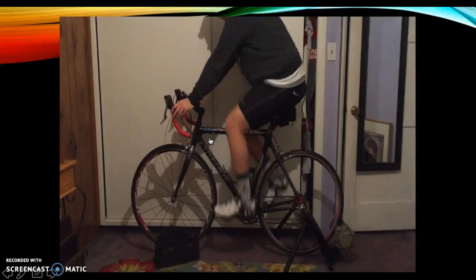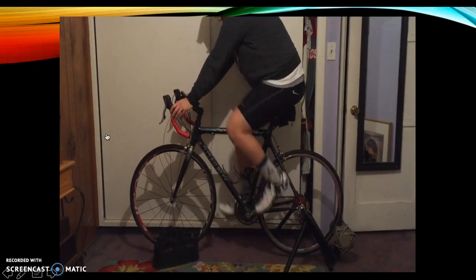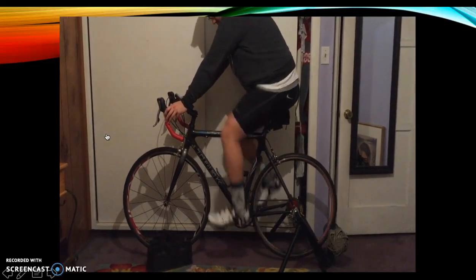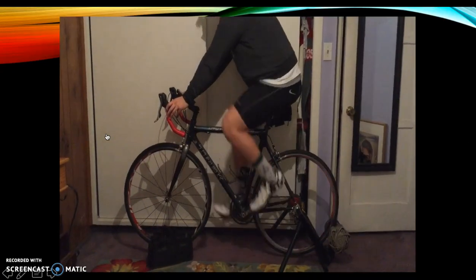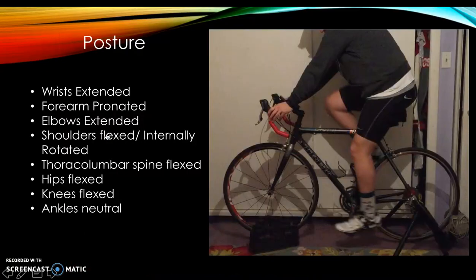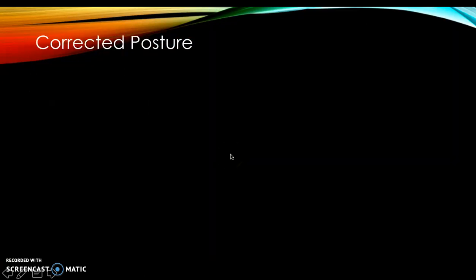So we can look at the motion here, but if we go to a still, we can break this motion down a little bit more clearly. So the posture that this rider is in right now has the wrists extended, forearm pronated, elbows extended, shoulders flexed to about 90 degrees and slightly internally rotated, slight flexion at the back, and there is definite flexion at the hip, knees, and a neutral ankle.